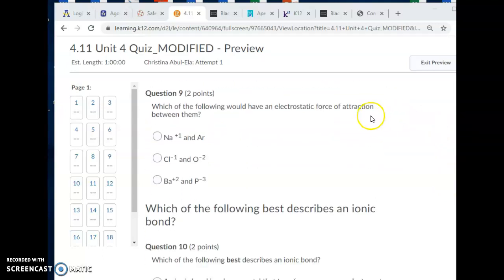Question 9. Which of the following would have an electrostatic force of attraction between them? Na+1 and argon, that's a sodium ion and argon, chlorine ion and an oxygen ion, barium ion and a phosphorus ion.